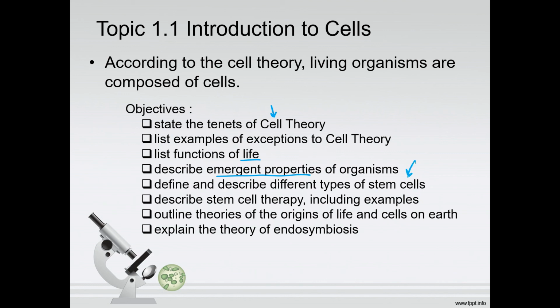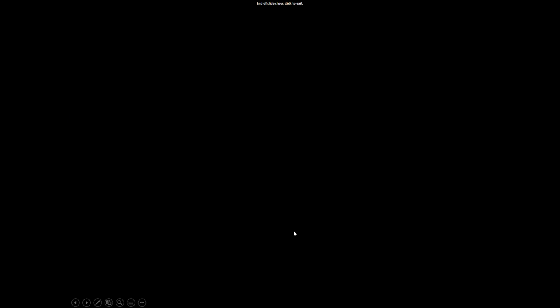We talked about different kinds of stem cells, the totipotent, pluripotent, multipotent, unipotent kinds of stem cells. We talked about some different ways that we can treat disorders and diseases with stem cells, like Stargardt's disease. We talked about origins of life and cells and endosymbiosis. And my friends, good job.